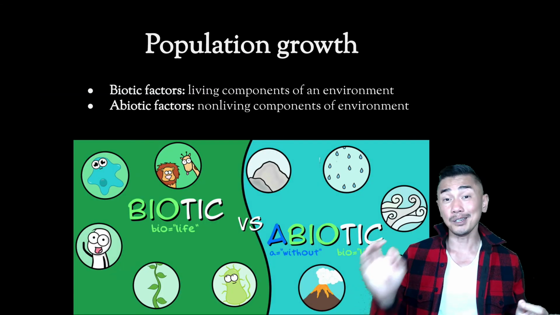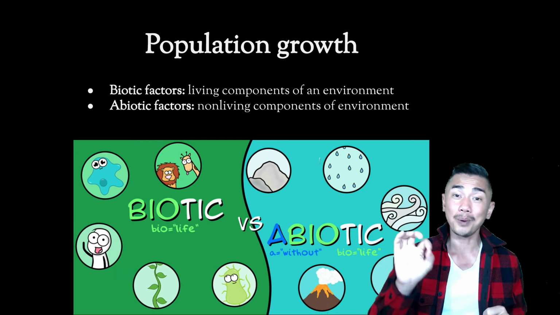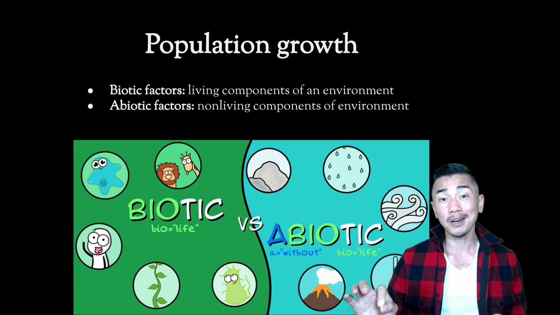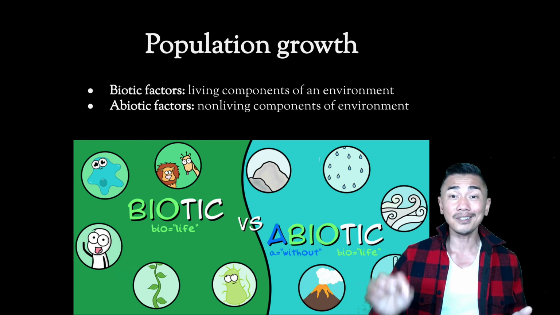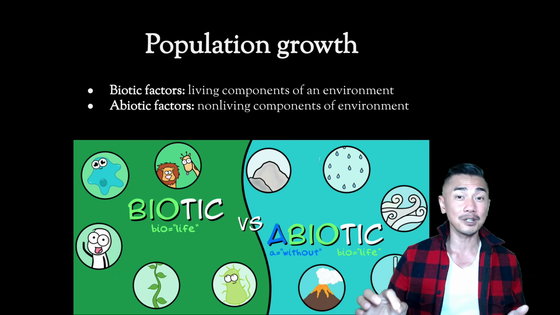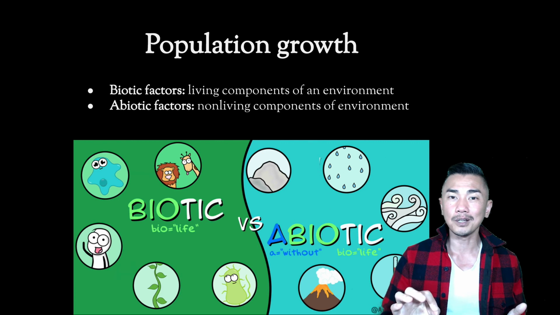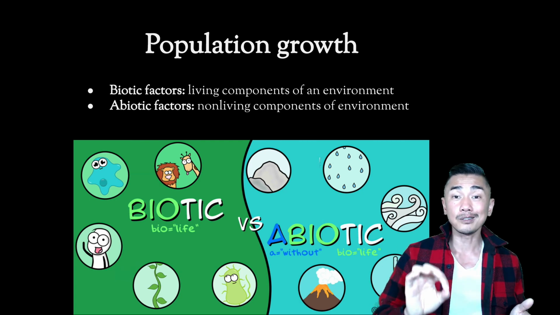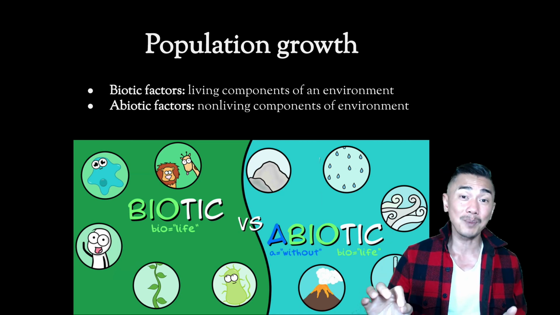The factors that influence population growth can also be broken down into biotic factors and abiotic factors. Biotic factors are the living components of an environment that affect population growth. Abiotic factors are the non-living components. For example, disease and predation are examples of biotic factors. Weather and the presence or absence of soil nutrients are examples of abiotic factors.